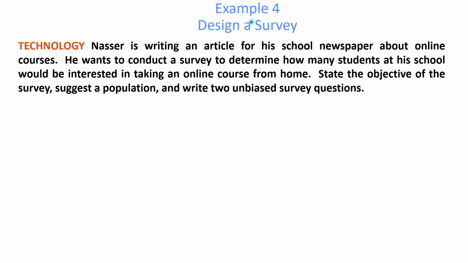Now for example 4, we want to design a survey. So Nasser is writing an article for his school newspaper about online courses. He wants to conduct a survey to determine how many students at his school would be interested in taking an online course from home. We want to then state the objective of the survey, suggest a population, and write 2 unbiased survey questions.